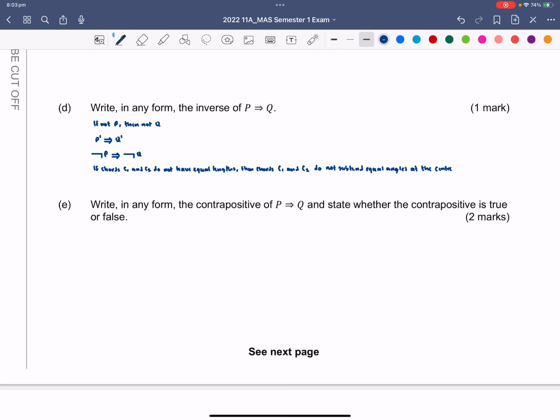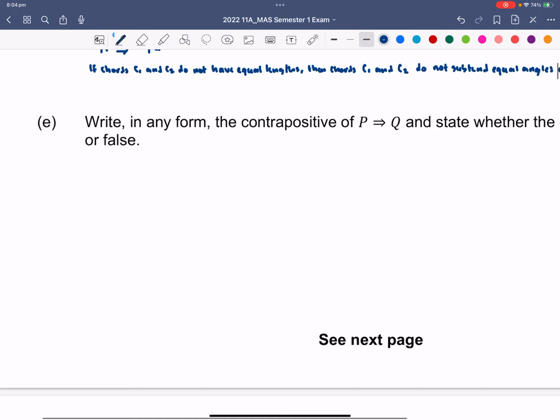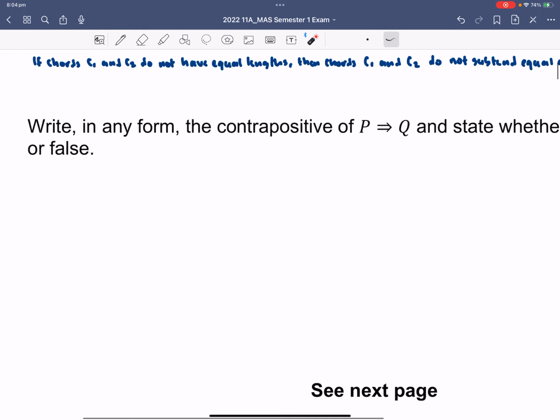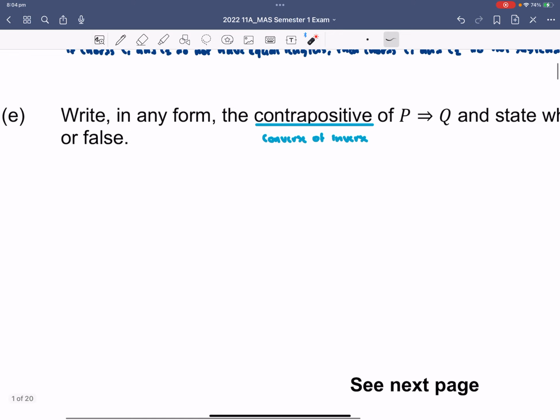Okay. Write in any form the contrapositive of if P then Q. All right, now we know the contrapositive is, I like to think of the contrapositive as pretty much the converse of the inverse. Okay, that's how I like to think of it. It's the converse of the inverse. Now, obviously, the inverse of this is if not P, then not Q. And then if you do the converse of that, it's if not Q, then not P.